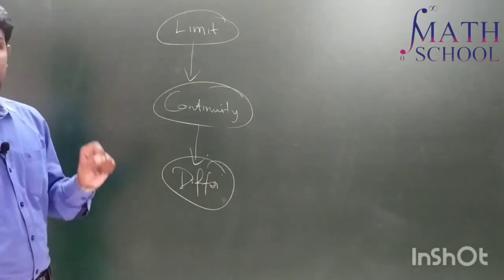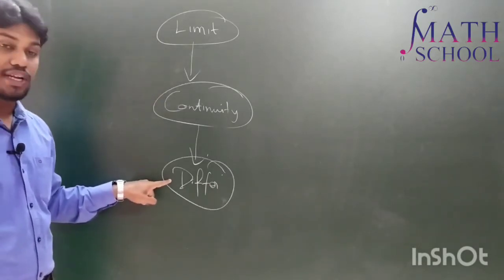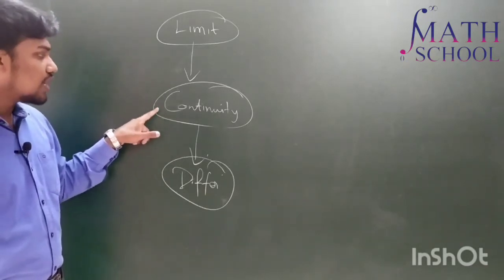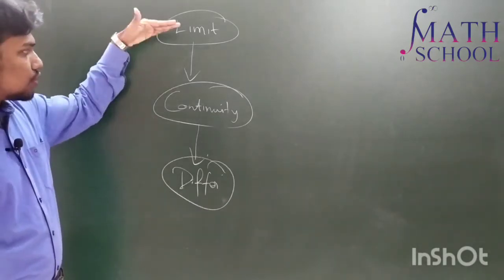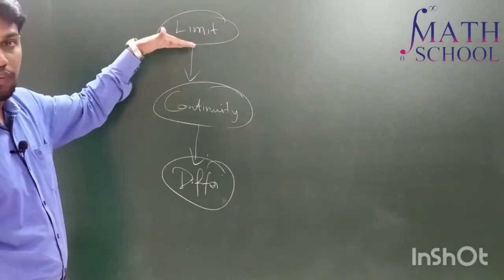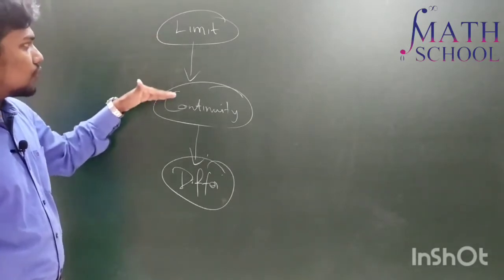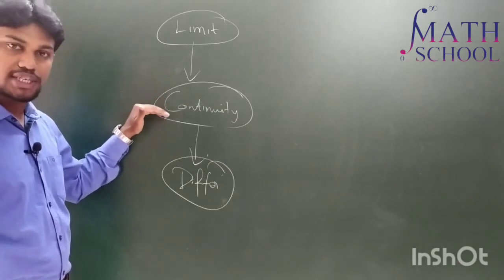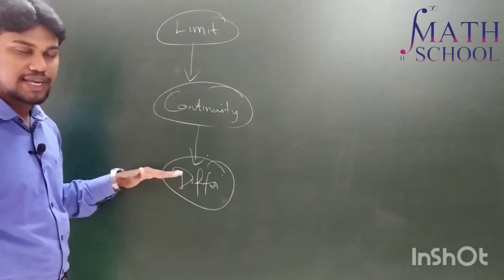See children, in 11th NCERT they have discussed limit and differentiability. In 12th NCERT they have discussed in detail about continuity and differentiability. So it is wise to go in this flow. We have already seen the limit of a function at a given point. Those who haven't watched that, just watch the previous video. From this we will move to continuity. So today we will see continuity of a function at a given point. Once we have done this, then we will move to differentiability of a function at a given point.